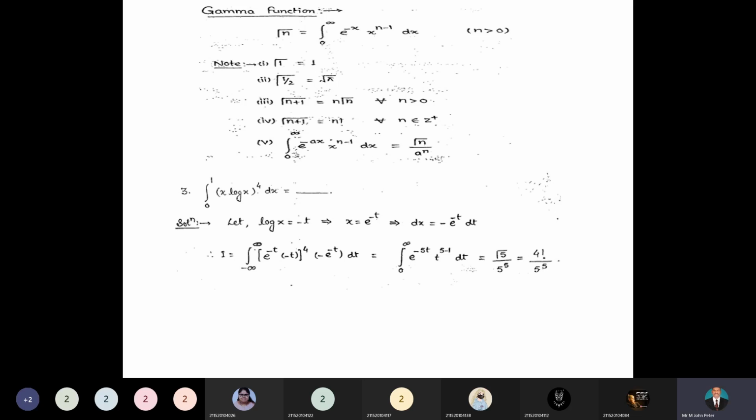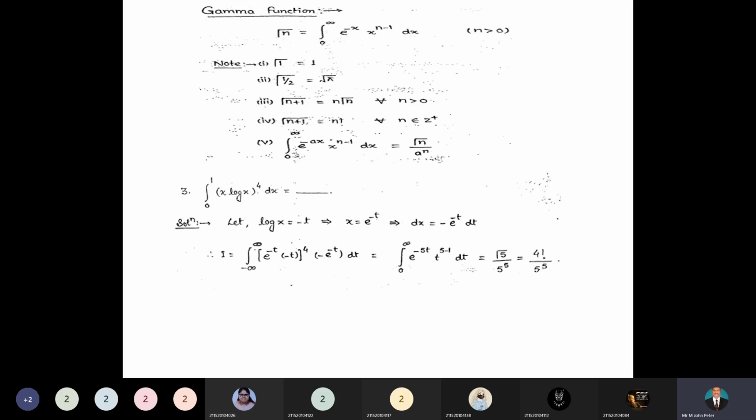Any number, decimal number, fraction number, mostly fraction number, you will get in the integration. Next, the fourth one, gamma n plus 1 equal to n factorial, if n is a positive integer. 0 factorial, 1 factorial, 2 factorial, like that. 0 factorial value is 1, 1 factorial is also 1. You won't get negative factorial, fraction factorial or decimal factorial. That's why the gamma function arises. So gamma n plus 1 equal to n factorial. Otherwise, gamma n is n minus 1 factorial, if n is an integer.